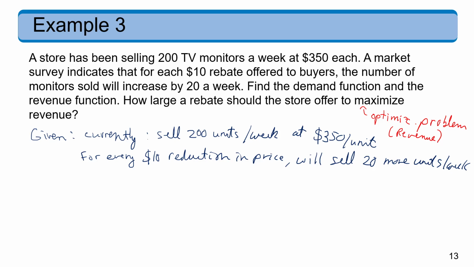Okay, and then what's unknown, what we need to find, they gave us some help here. We want the demand function. Remember, that's also known as the price function, price per unit.